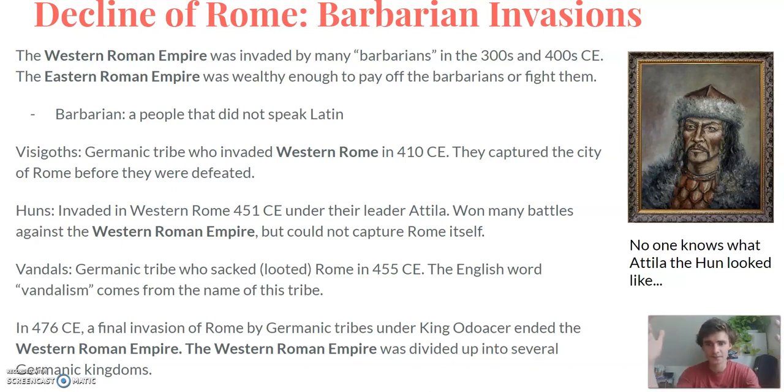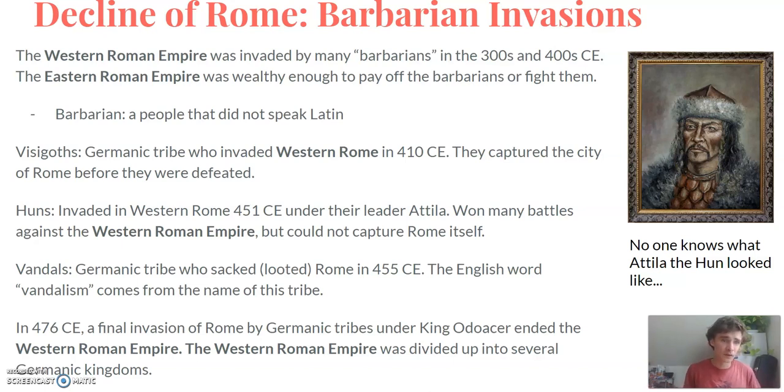Next you had the Huns, and the Huns were an Asian tribe that came from the area around Russia and Mongolia, and they invaded into Rome under their leader Attila the Hun. No one knows what he looks like, but here's a famous painting of him. He won many battles against the Western Roman Empire, and attacked and conquered most of modern-day France, but he could not capture Rome himself before he died.